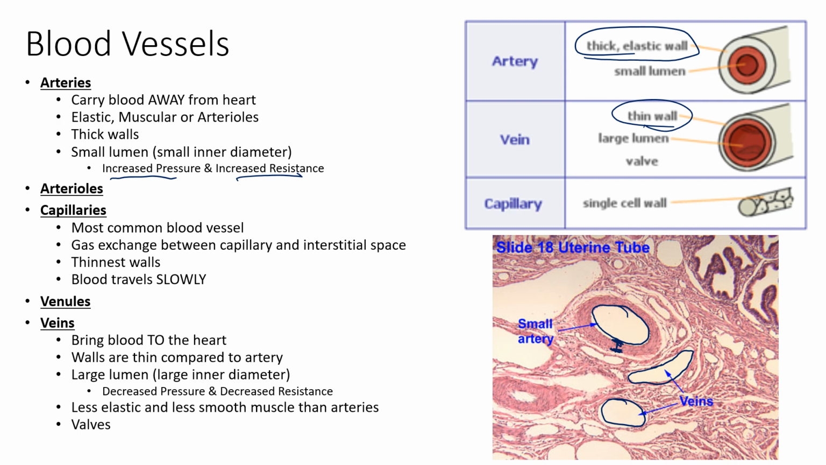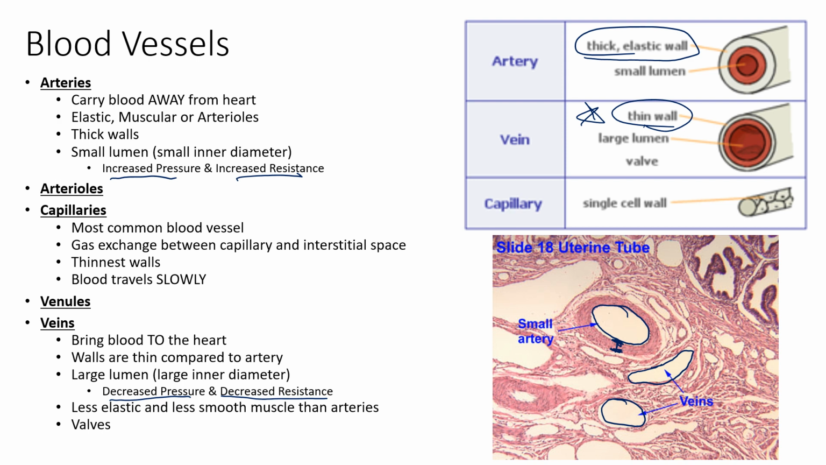The walls of the vein are very thin, like we see in the picture up here. Very large lumen, very large inner diameter opening there. So that means we don't have a lot of pressure and we don't have a lot of resistance. So blood flows fairly easily through a vein. They're not very elastic. You don't need them to be elastic. They're under no pressure. So it's okay that they're not elastic.